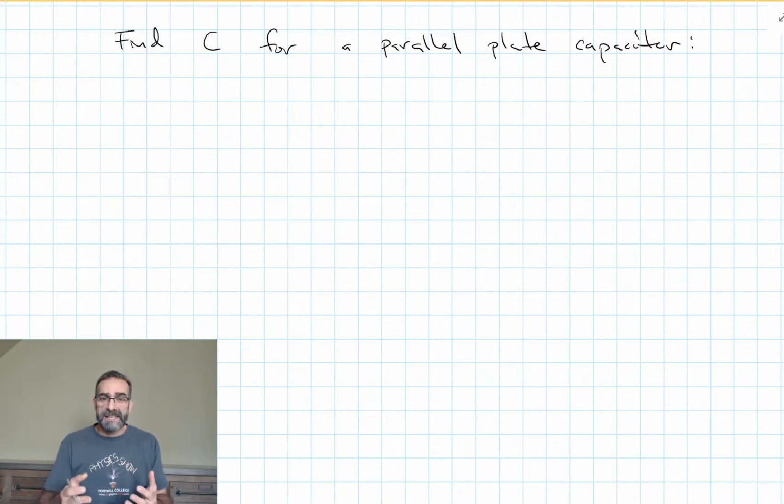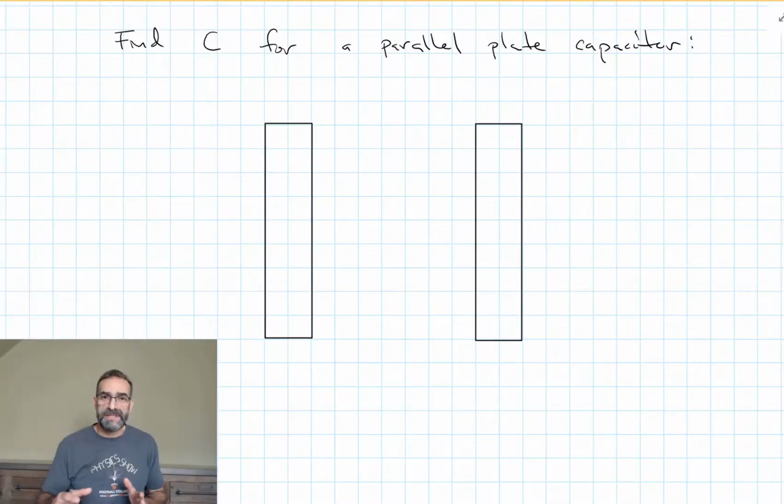It's the same techniques. And the nice thing about this is it's a beautiful transition from last chapter. We're going to take what we learned with Gauss's law and what we learned about integrating the electric field to find delta V, and we're going to use those techniques to find the capacitance of our parallel plate capacitor.